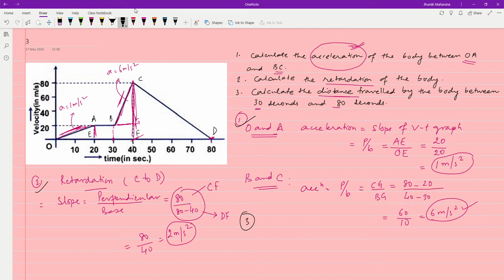Third question is, we have to find out the distance between 30 seconds and 80 seconds. So let us close the graph here. So this is 30, this is 80. Now we can divide the graph into two parts here. This part is a trapezium, and this part is a triangle.